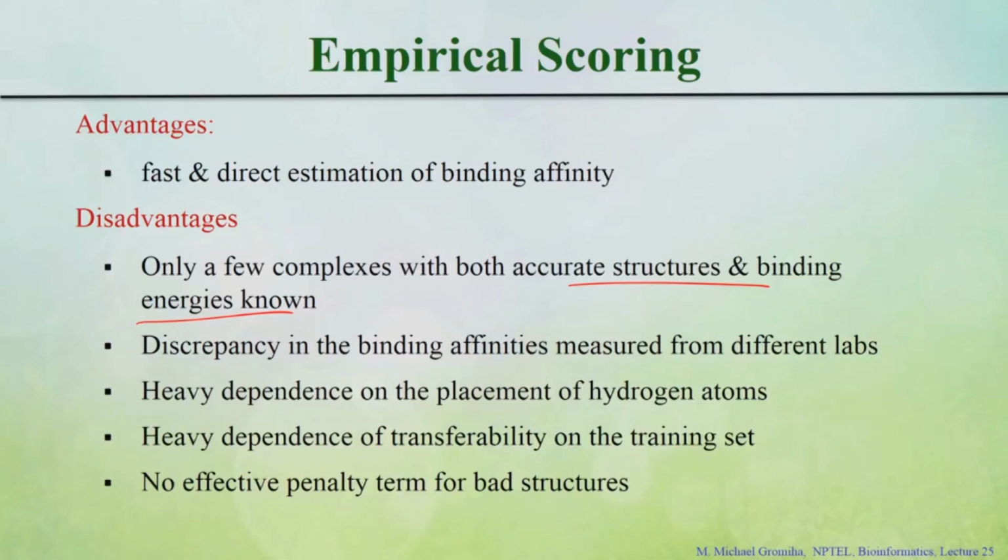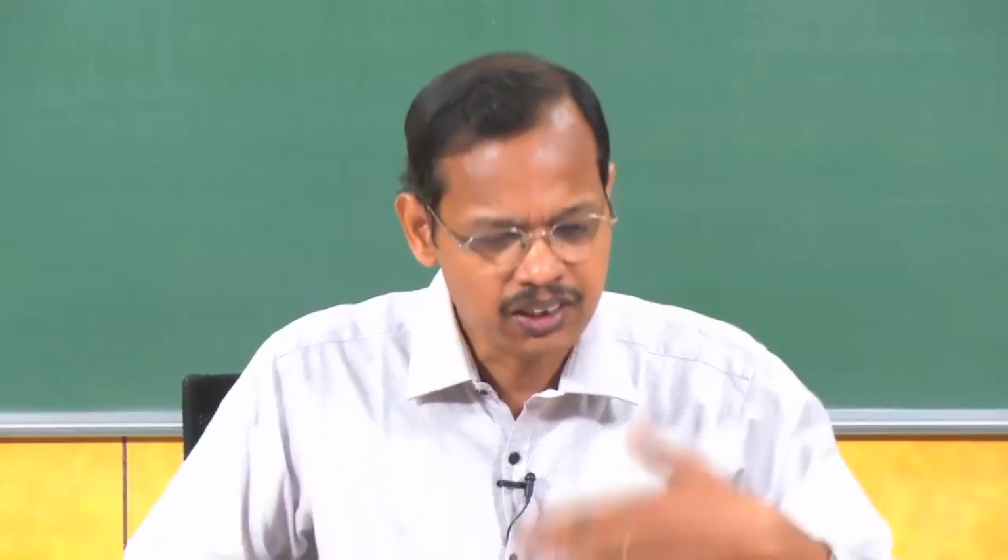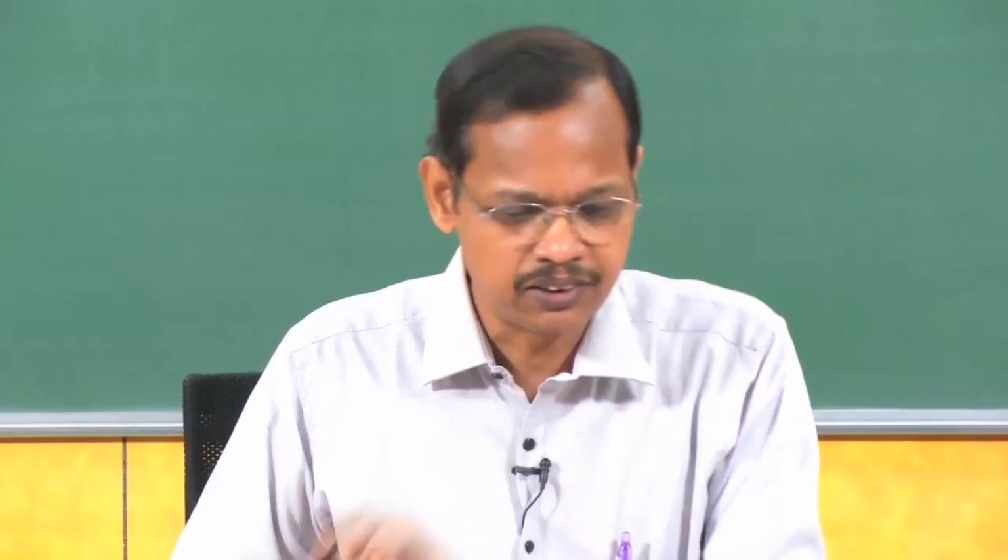So, it depends upon where the hydrogen atoms are placed. If wrongly placed, we will have issues with hydrogen bond formation. It also depends on the transferability of the training set. The next one is that there is no penalty term for bad structures. Even if the structures are not good, if they are made to interact, there will be a good score. So, these are several disadvantages of the empirical scoring function, but the good part is, if you get a good number of affinity values and structures, you can easily get a good score using this empirical function. So, this works fine for some cases.